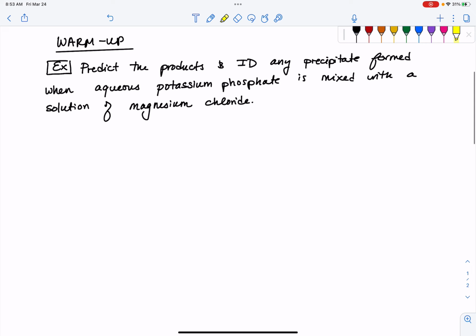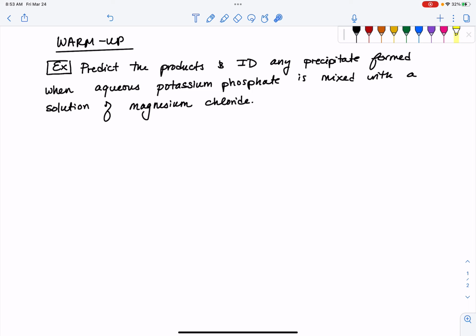So we're going to begin with a warm-up that is some more practice for predicting precipitate formation in a double displacement reaction of aqueous solutions. So we have this problem here. Predict the products and identify any precipitate that's formed when aqueous potassium phosphate is mixed with a solution of magnesium chloride.